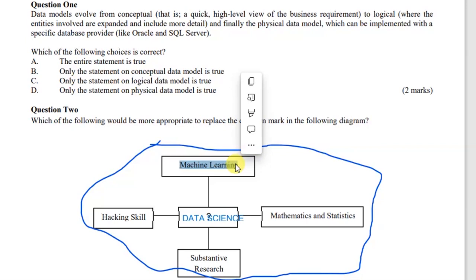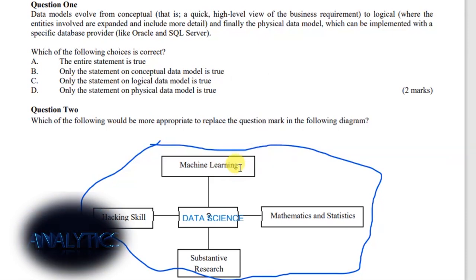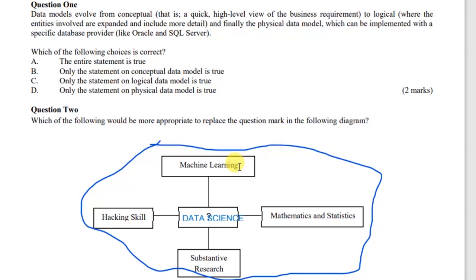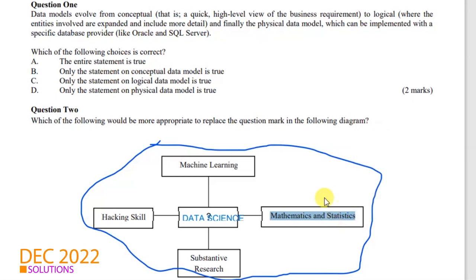Machine learning, candidates, is the use and development of computer systems that are able to learn and adapt without following explicit instructions. And in machine learning, the data scientist is required to have knowledge in algorithms and statistical models, which help to analyze and draw inferences from patterns in data. Another field in data science is mathematics and statistics, which refer to the mathematical abilities required to properly analyze and infer things about data.